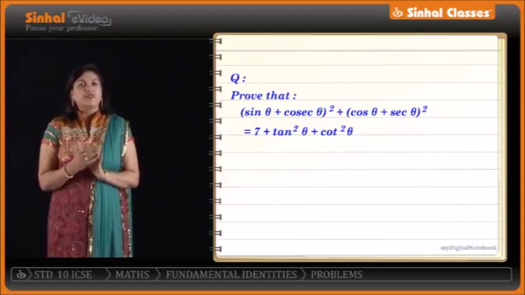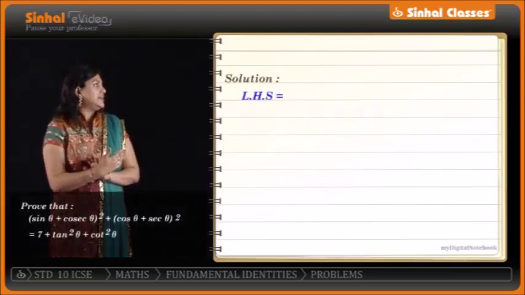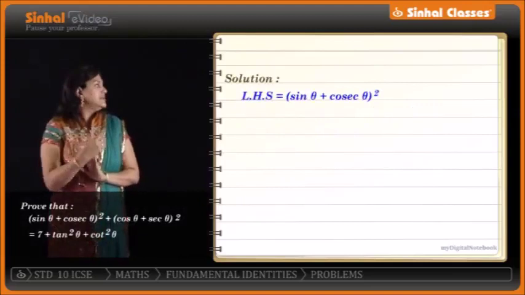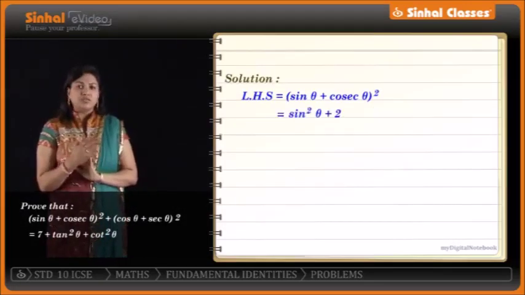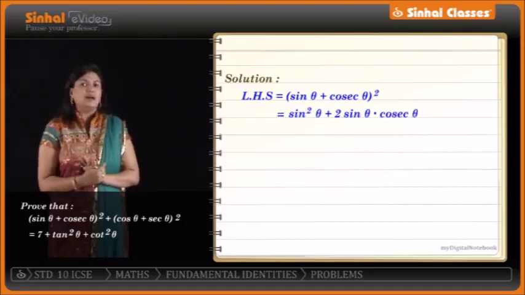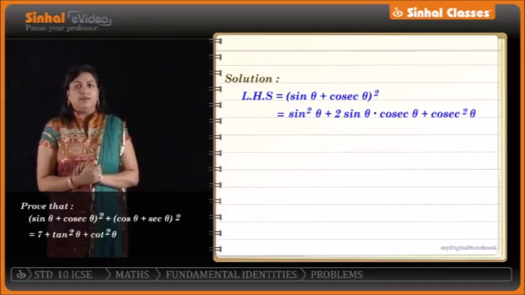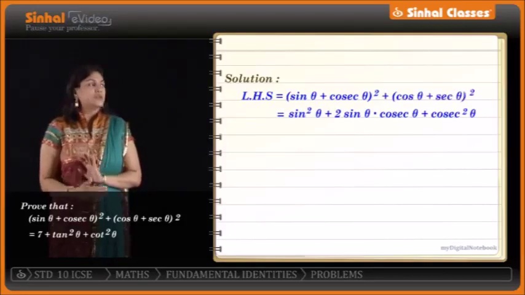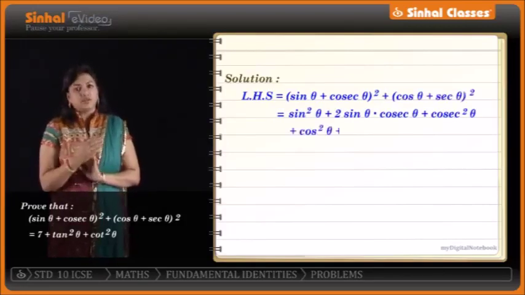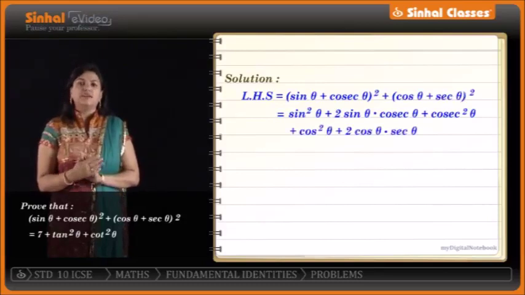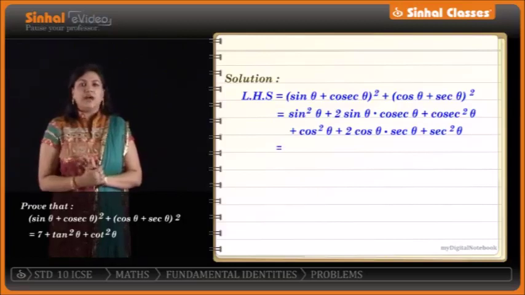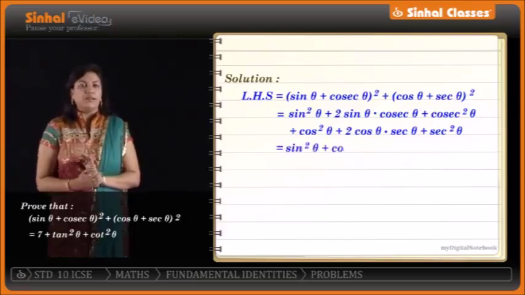Before doing that, first let's expand the LHS. (sin theta plus cosec theta) the whole square can be written as sin square theta plus 2 sin theta into cosec theta plus cosec square theta. Now the second bracket, (cos theta plus sec theta) the whole square becomes cos square theta plus 2 cos theta sec theta plus sec square theta. Now sin square theta plus cos square theta is 1.